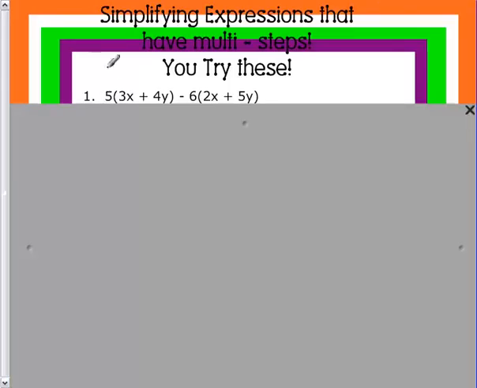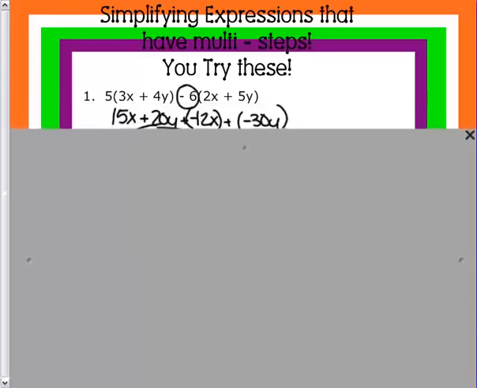Okay, so the first step is to distribute the 5 to the 3x and to the 4y, and to distribute the negative 6 to the 2x and to the 5y. Make sure you're distributing the whole negative 6. So over here we get 15x plus 20y plus a negative 12x, because negative 6 times 2 is negative 12, and a negative 6 times a 5 is a negative 30.